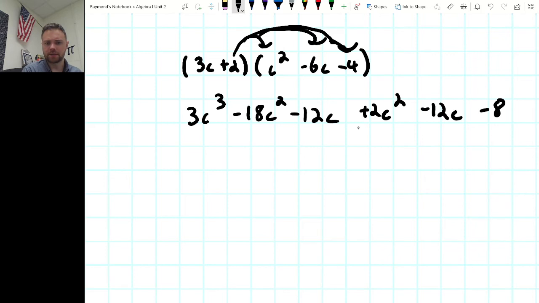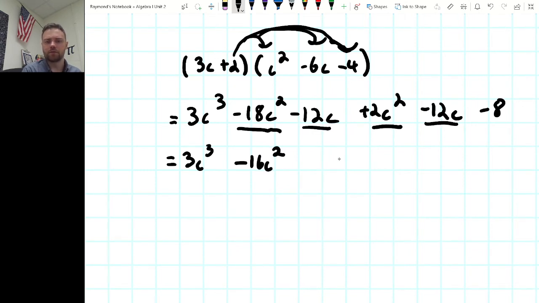From here I combine like terms. So I've got 3c cubed, which comes down. There's nothing else to combine with. And then I've got negative 18c squared plus 2c squared. So negative 18 plus 2 is negative 16c squared. And then I've got negative 12c minus 12c, which is negative 24c. And then minus 8.